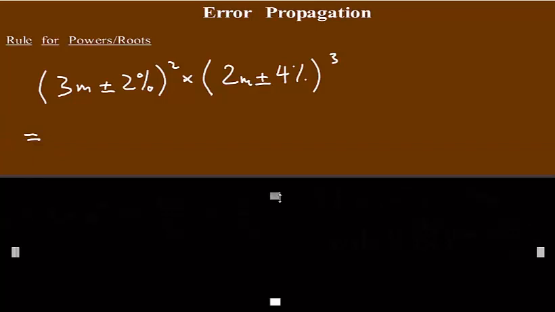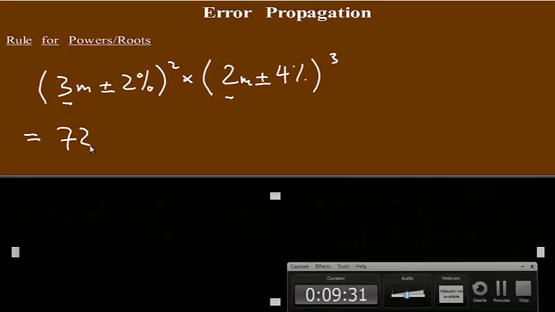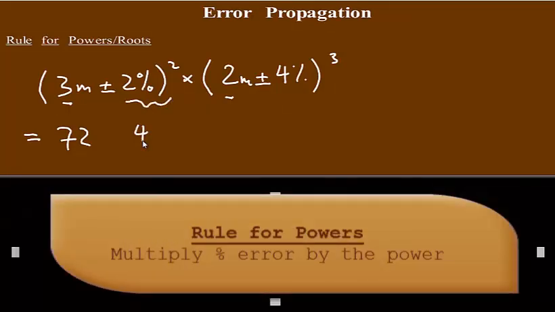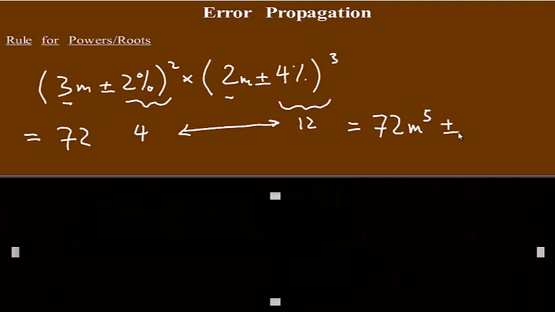We just combine the numbers like we normally do, right? So 3 squared is 9, and 2 cubed is 8, so 9 times 8 is 72, right? So we end up with 72. And what we're going to do with the error, though, is a little bit different. We are going to multiply the error times the power, right? So this here would be 4, okay? And this here would be 12. And then we're going to add these two together. Okay, so what this is going to come out to is 72 meters to the 5th, right, because I did a square and a cube, plus or minus 16%.